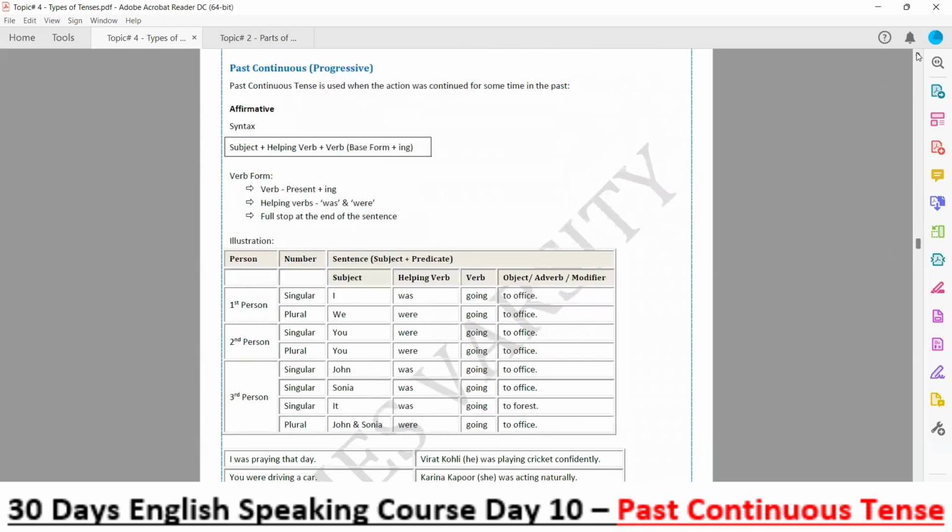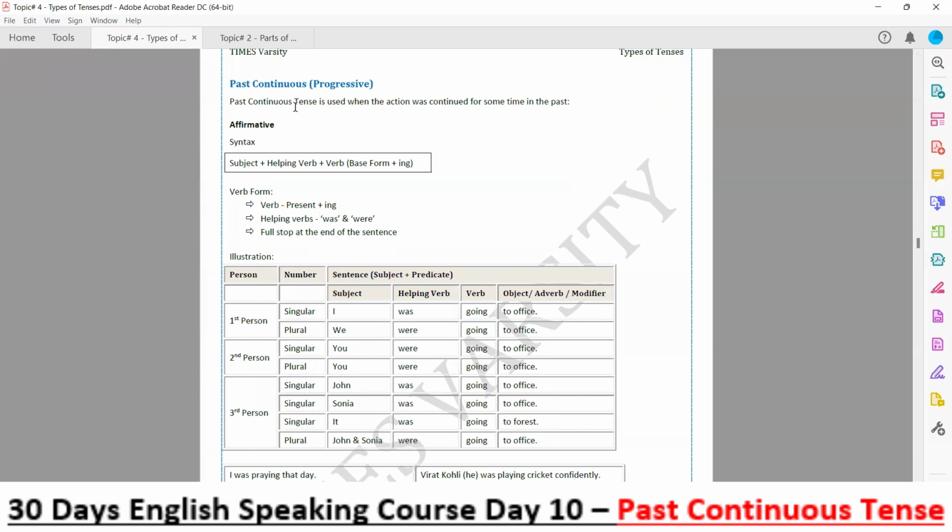This is past continuous, or it is also called past progressive tense. Past continuous tense is used when an action was continued for some time in the past.